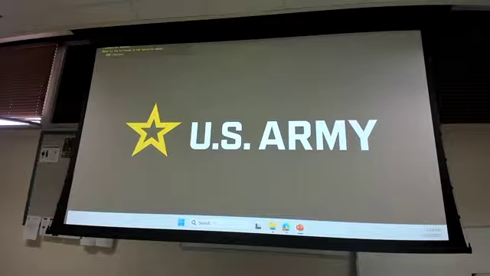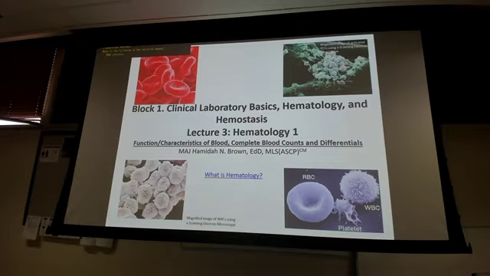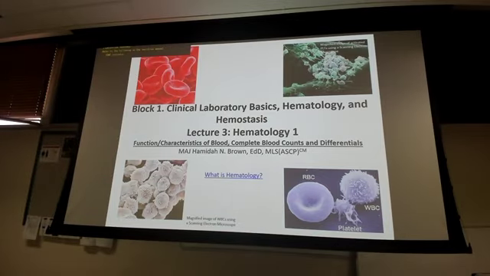Red blood cells. Hemoglobin, plasma. Plasma is the liquid portion. Serum's the liquid portion. Your formed elements are your red blood cells, your white blood cells, your platelets. Okay? All right. All right, let's get to this.